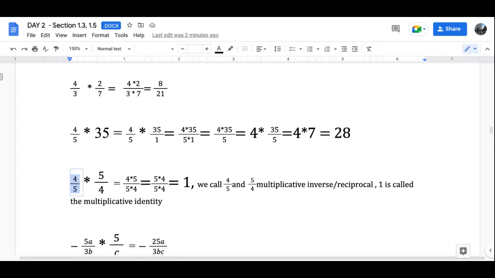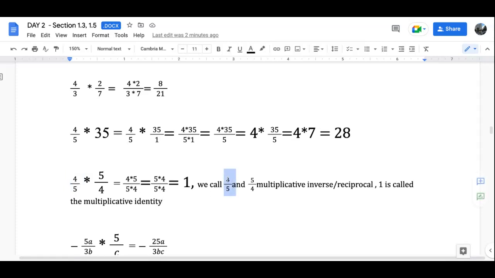Let's see this one. We have 4 over 5 times 5 over 4. Do you see those two are multiplicative inverses? Right. 4 over 5 and 5 over 4 are multiplicative inverses, or multiplicative reciprocals. Because if we multiply numerator with numerator, we get 20. We multiply denominator with denominator, we also get 20. 20 over 20 equals 1.